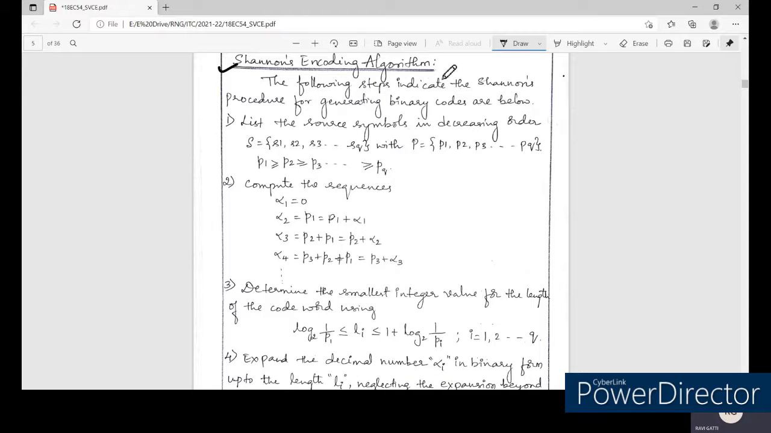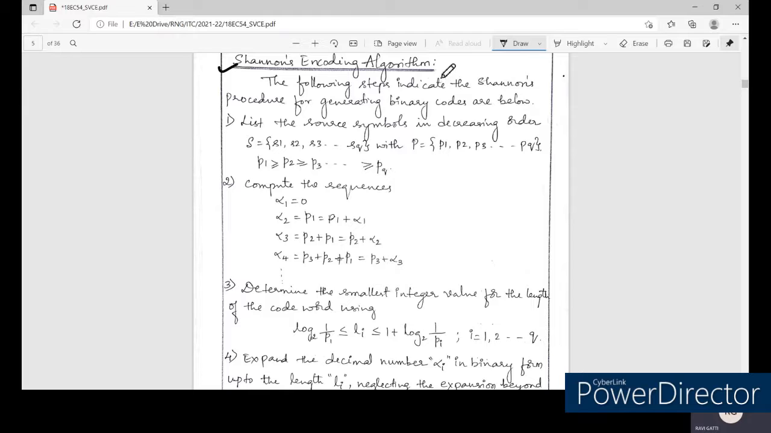In the last class, we discussed the important Shannon encoding algorithm and how we can make use of it in order to convert the source alphabet into code alphabet. Today in this class, we are going to study a more detailed description of the procedure we use to convert the source alphabet into code alphabet, and we are going to solve a number of problems.